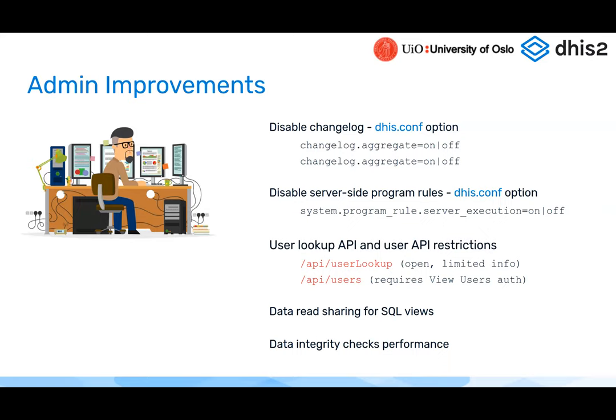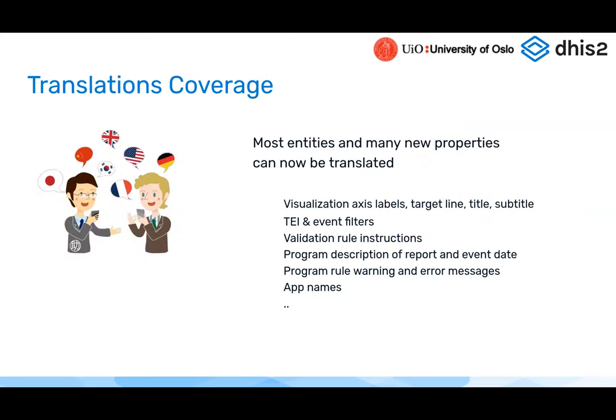And finally, we improved the performance of the integrity checks quite a lot. Previously, it was getting quite slow, as we have seen with very large instances with a lot of metadata. It got slow to the point of almost being unusable. We have redone the entire underlying solution, so it's using database SQL queries to a much bigger extent, which makes it a lot faster. So that's good. When it comes to translations, we now have a lot of new entities and properties being translatable.